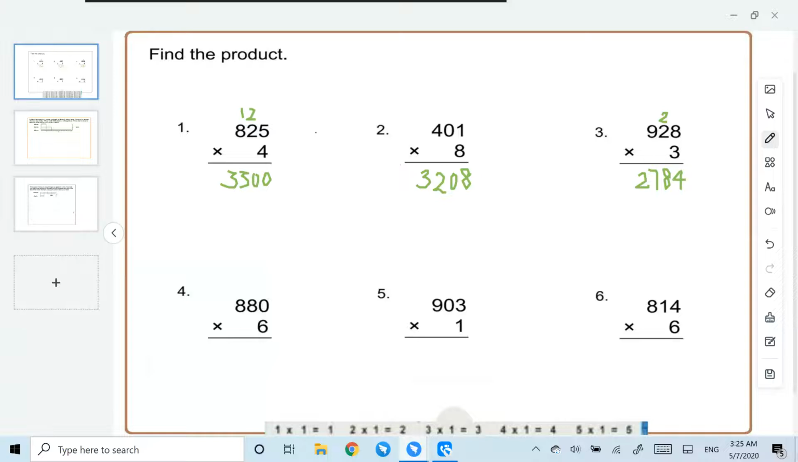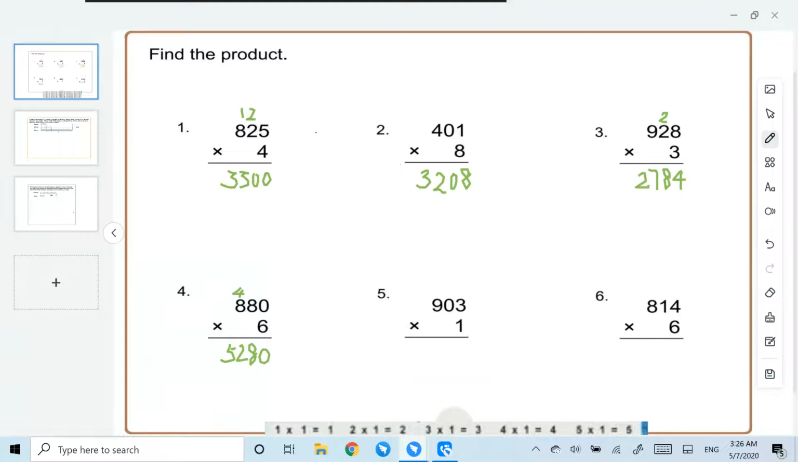Number 4, 6 times 880. 6 times 0 equals 0. 6 times 8 equals 48. 8 stay in the line, 4 goes up. 6 times 8 equals 48, plus 4 equals 52. The answer is 5,280.